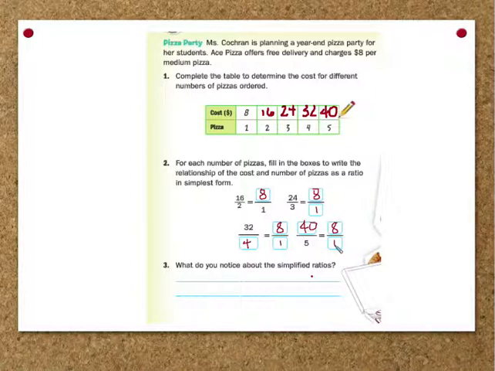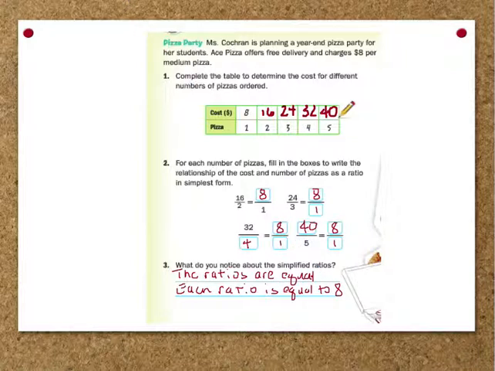So, what do we notice about the simplified ratios? Okay, we notice that the ratios are all equal. Each ratio is equal to 8. So we're going to write that down. Let me grab my pen again. The ratios are equal. Each ratio is equal to 8.